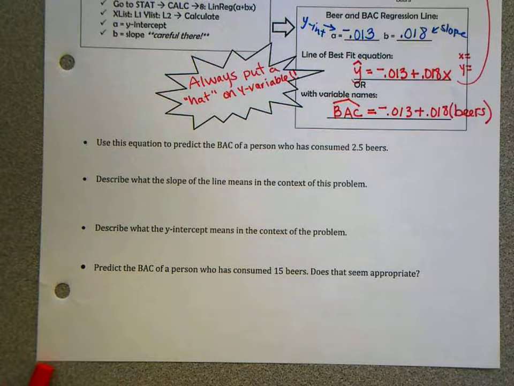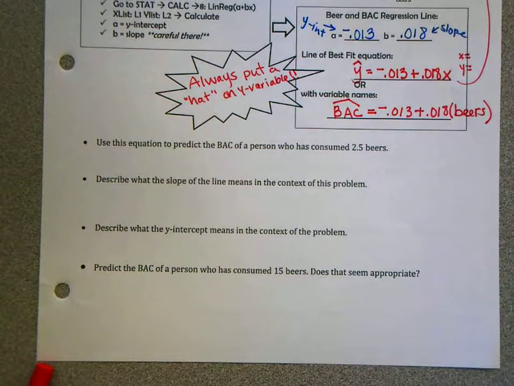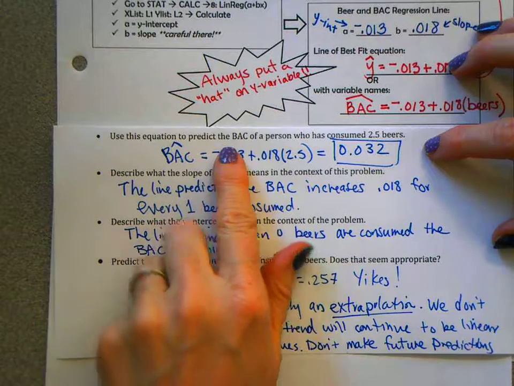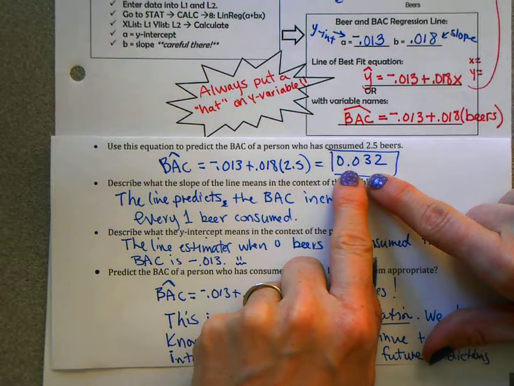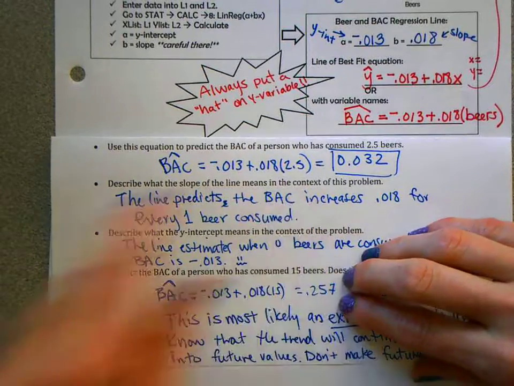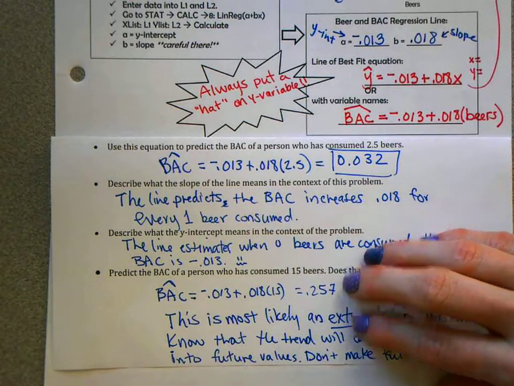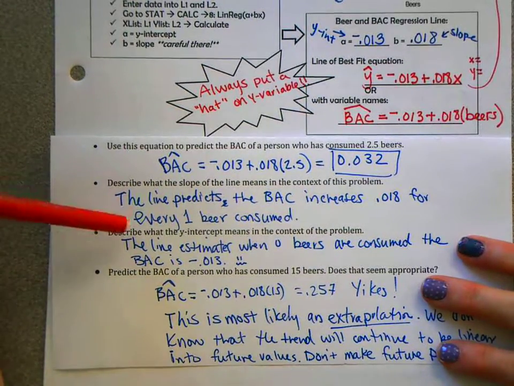All right, we should have tried these 3 or 4 bullet points, and let's now check my answers. So the prediction for 2.5 is 0.032, so that shouldn't have been a big deal, just plugging into the equation. This is how I wrote the sentence for slope, but yours could have been different, so don't tear yours up yet.